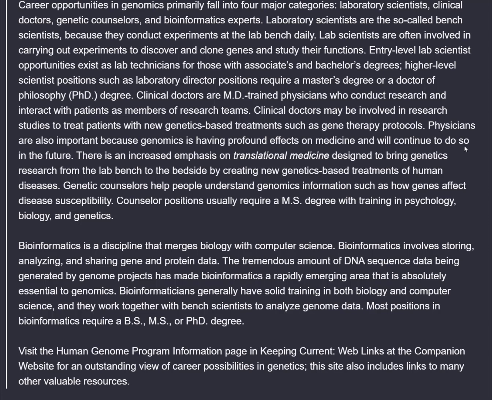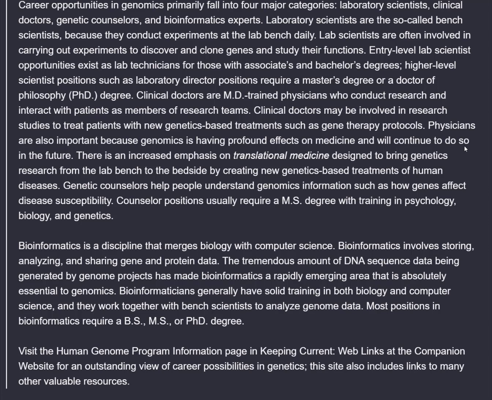Clinical doctors are M.D. trained physicians who conduct research and interact with patients as members of research teams. Clinical doctors may be involved in research studies to treat patients with new genetics-based treatments such as gene therapy protocols. Physicians are also important because genomics is having profound effects on medicine and will continue to do so in the future. There is an increased emphasis on translational medicine designed to bring genetics research from the lab bench to the bedside by creating new genetics-based treatments of human diseases.